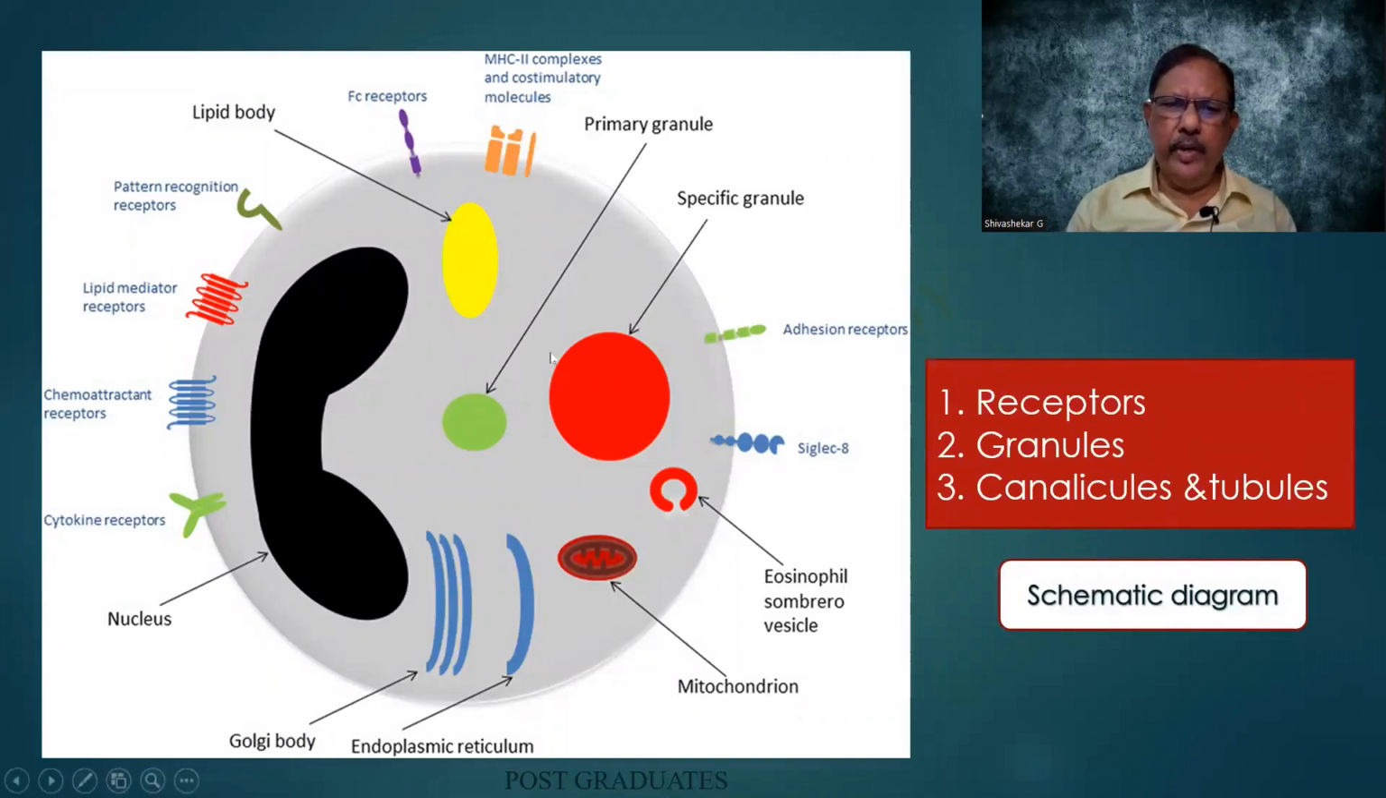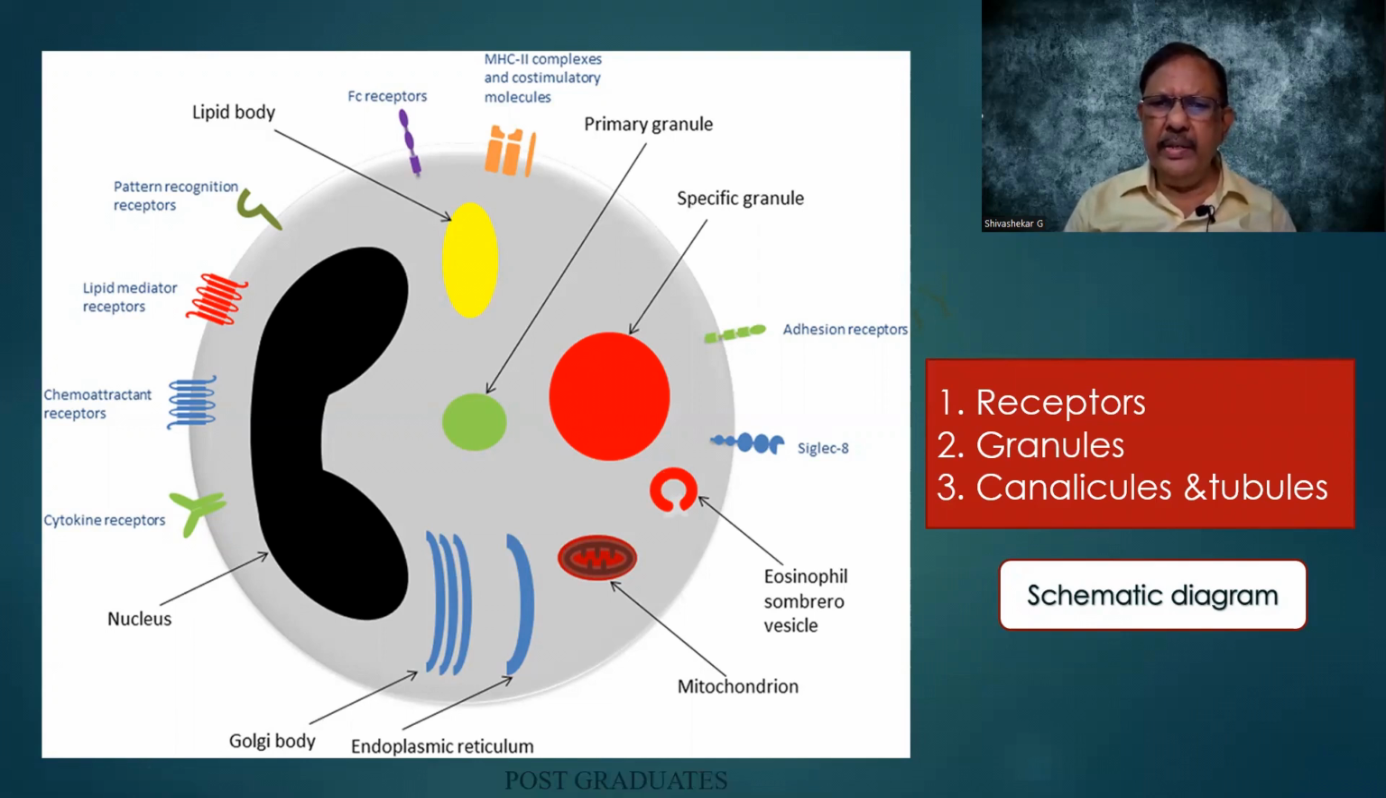This is a schematic picture of the eosinophil, which I like very much. The nucleus, the primary granules, and then the specific or the secondary granules. This is on one side. On the other side, I have got a lot of receptors. You people can go through the list. There are a lot of receptors on the surface. At the same time, you find that this produces a lot of substances, and there are canaliculi and tubules which are delivering the substances to the particular spot.